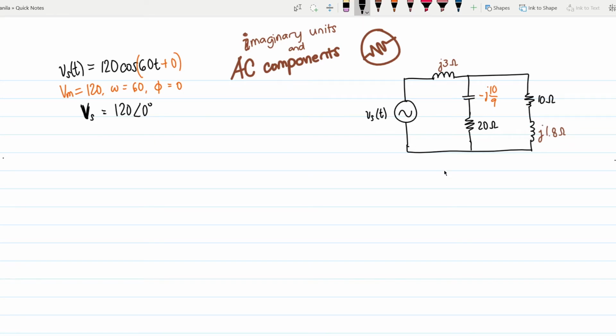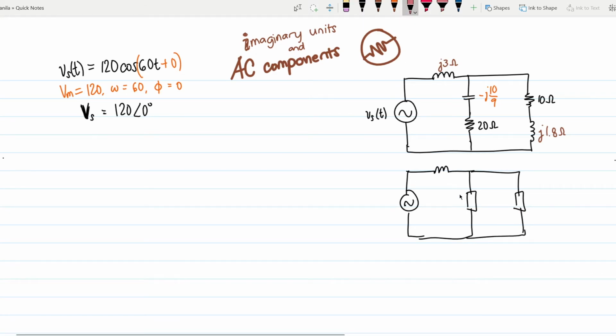The symbol that we're going to use can't be just a resistor or a capacitor or an inductor. It just has to be a box, a box like that. And then another box. This box has an impedance of 20 minus j10/9 ohms, right? You just add these together.